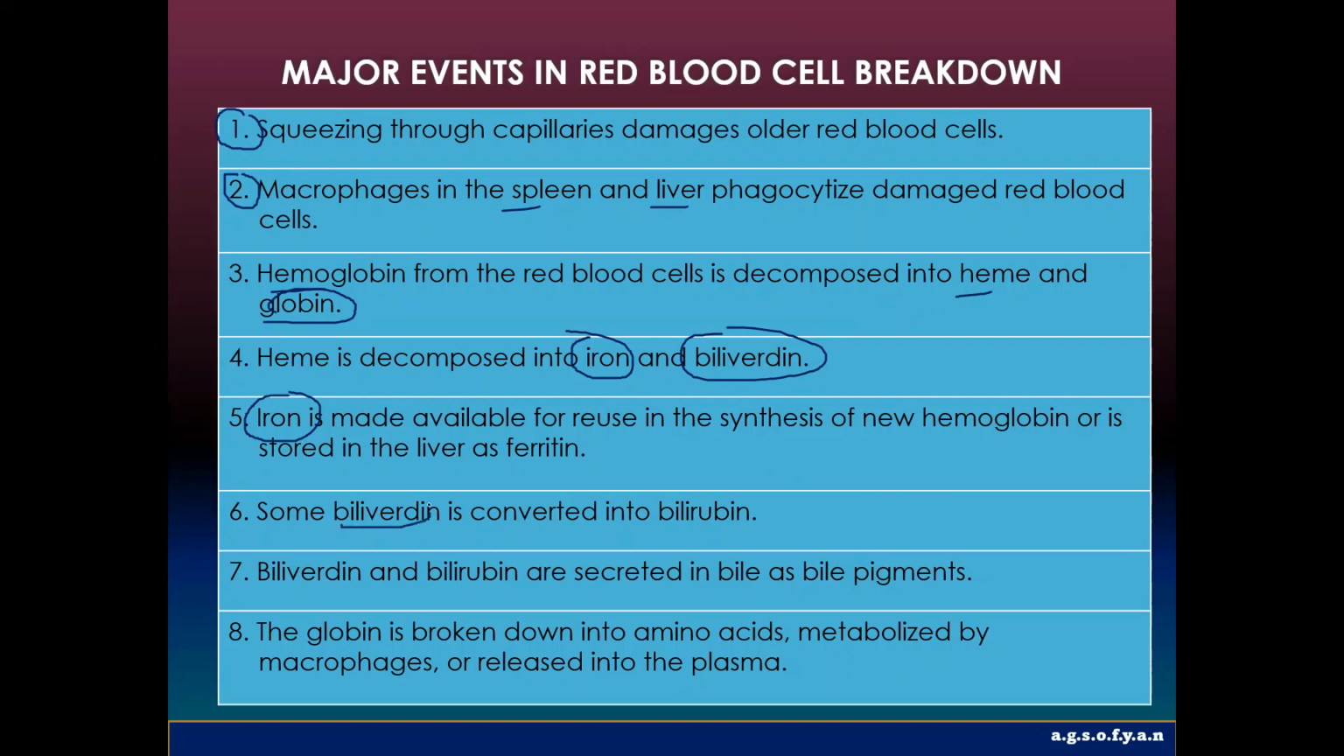The biliverdin will be converted into bilirubin, and this biliverdin and bilirubin will be secreted into bile, which will be removed through the feces. Some of it will be removed through the urine. The globin part is also broken down into amino acids, metabolized by the macrophages, and released into plasma. Some of it will be reused for making red blood cells, delivered into the red bone marrow.